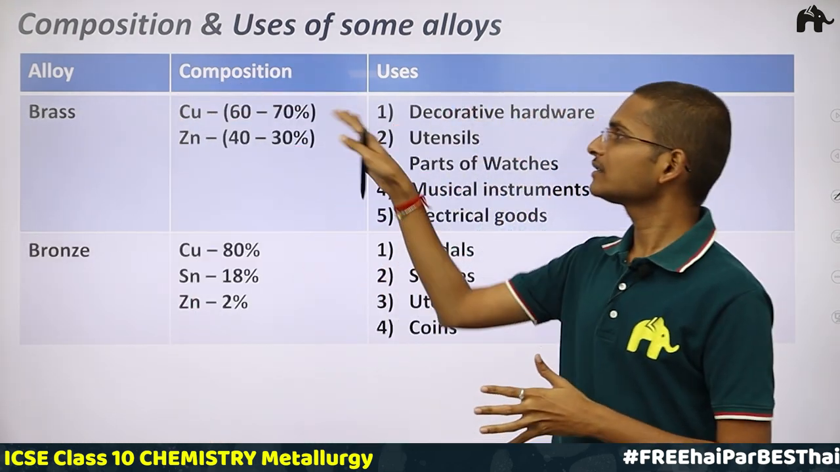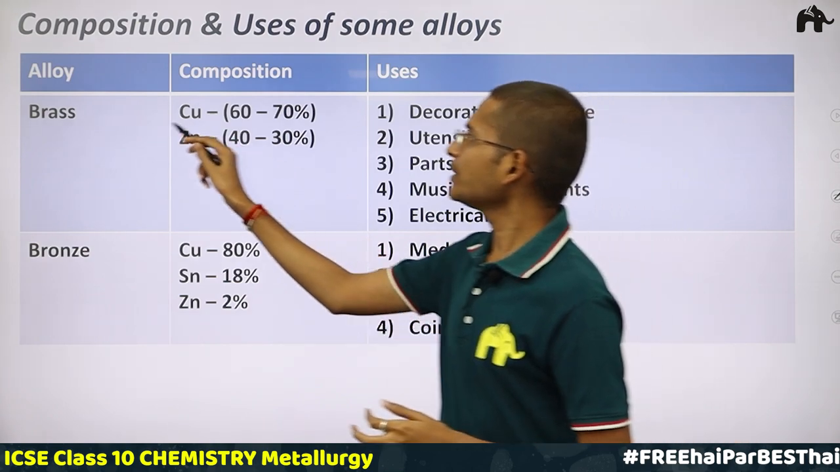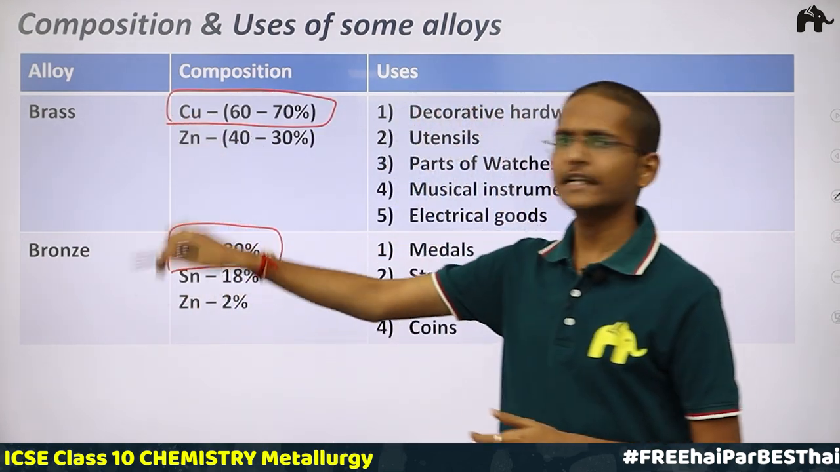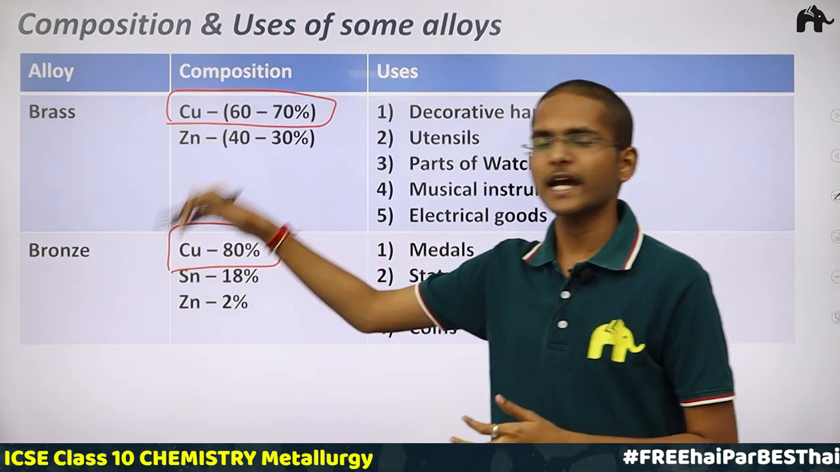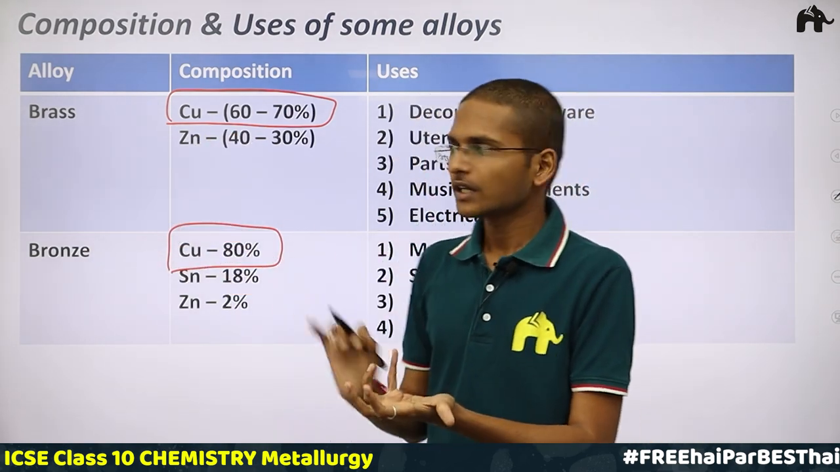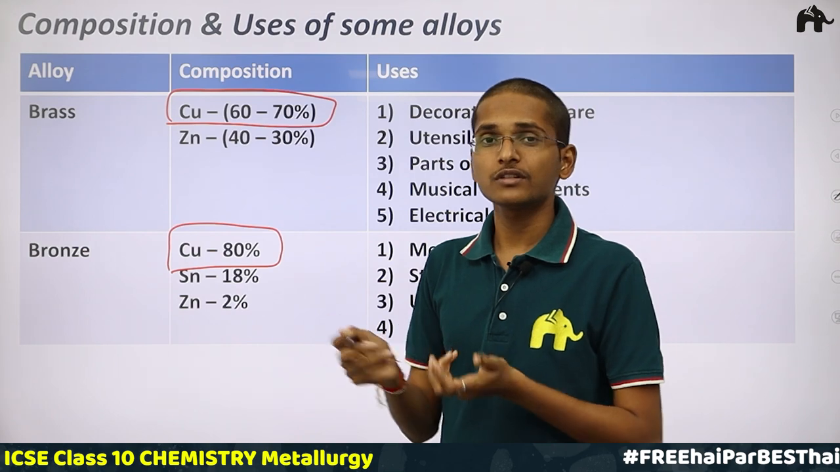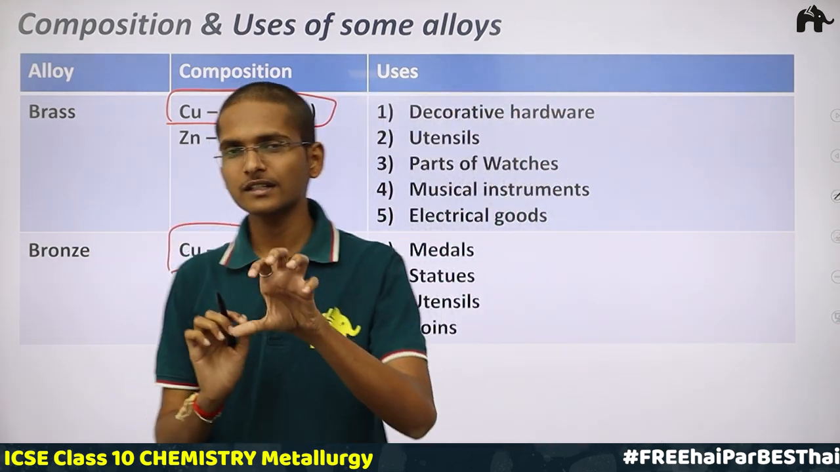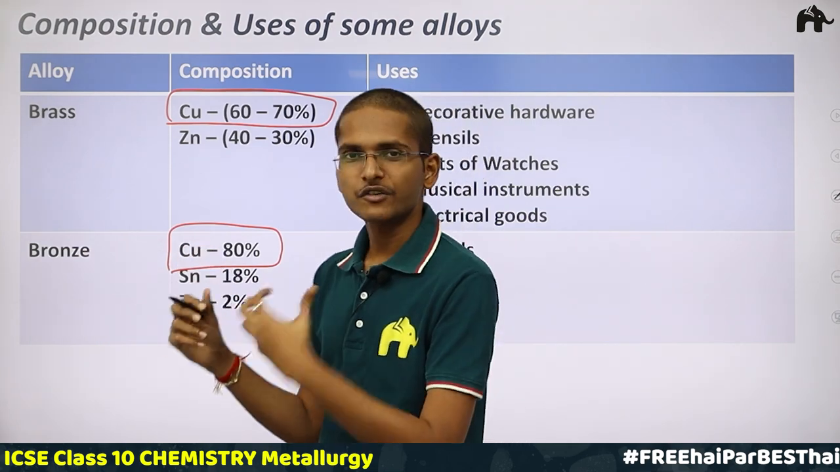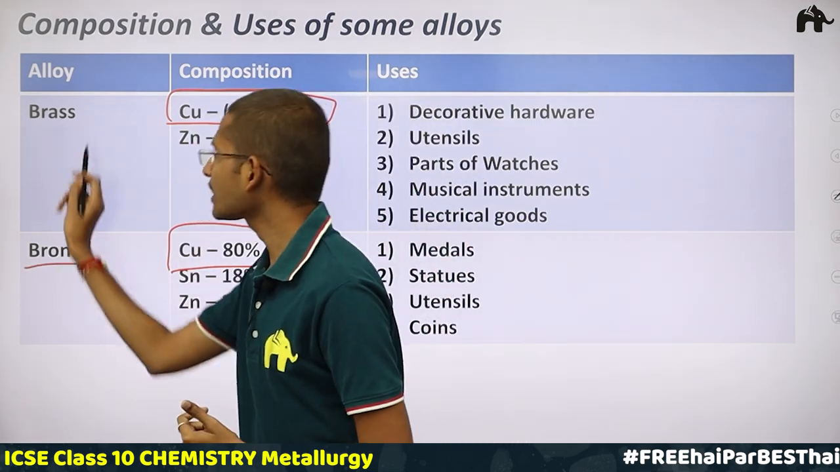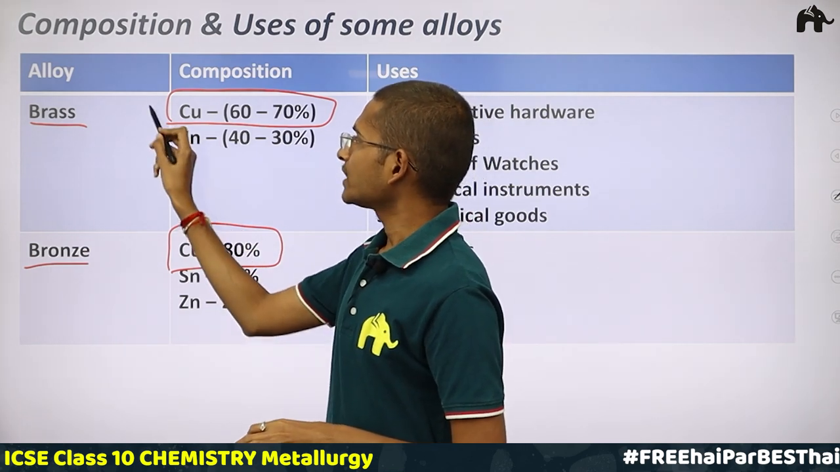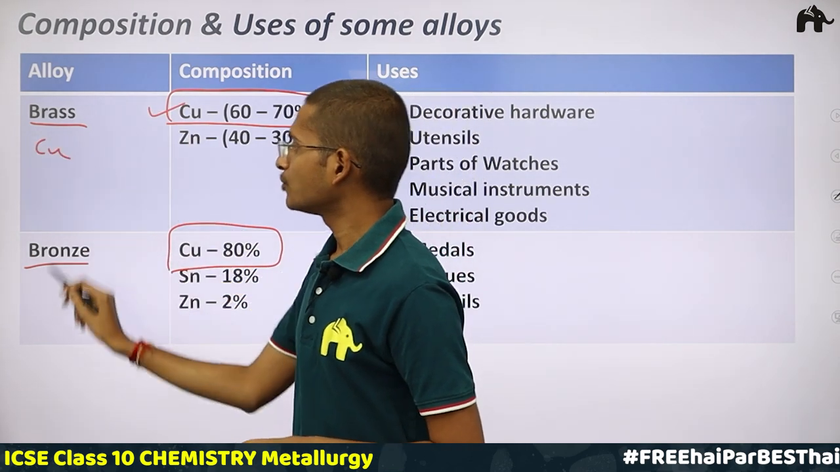Now moving ahead to see the alloys in which copper is the principal metal. Those two are brass and bronze. Now you may have heard about these two alloys very frequently, but students often have confusion about what the composition of brass is and what the composition of bronze is. So there is an interesting trick for you. Bronze and brass, you know, the principal metal is copper. So yes, copper in both the cases.